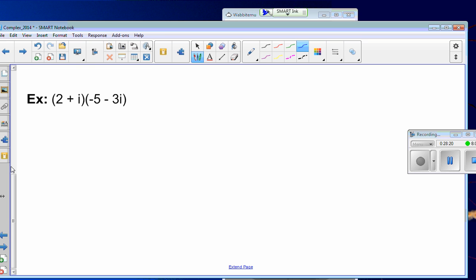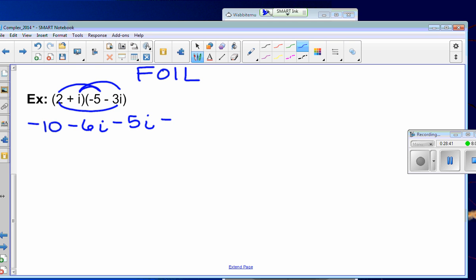You guys remember that? First is 2 times negative 5. Outside, 2 times negative 3i, negative 6i. Inside is i times negative 5, negative 5i. And then the last is i times negative 3i, that's negative 3i squared. You can multiply them, you can't add them.